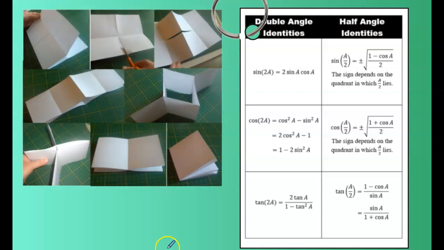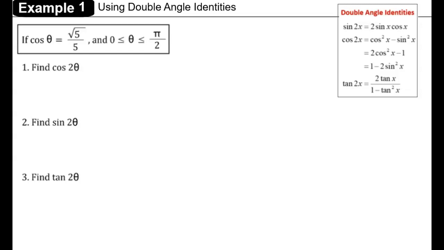So in this video, we're going to learn how to evaluate trig expressions for double angles and half angles using these 6 identities that are printed on the front of the foldable notes booklet. So in example 1, we're given that the cosine of theta is equal to root 5 over 5, and theta is between 0 and pi over 2 inclusive, which is in quadrant 1.